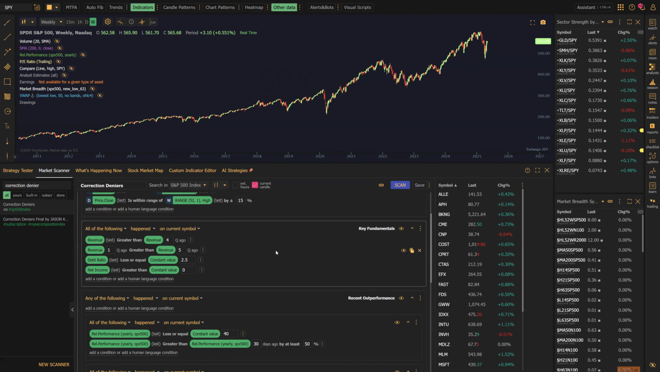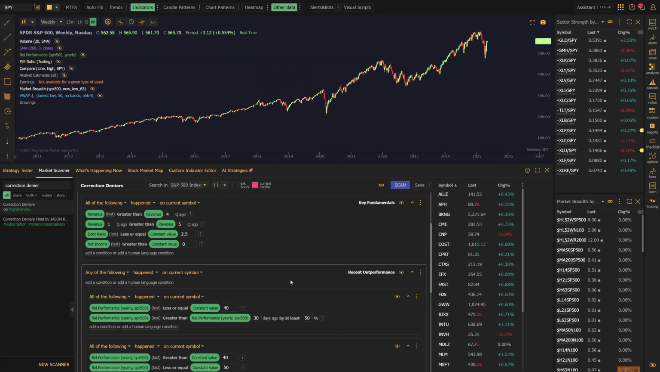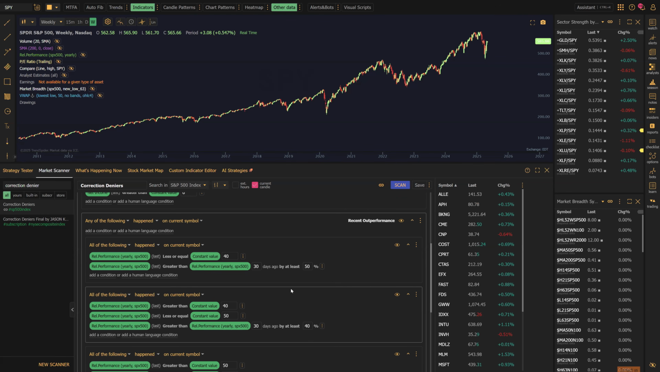Then we have some basic fundamentals, revenue growth, net income is positive. You probably don't want to be investing in unprofitable companies per se when the market gets rough, and then a good debt ratio under 2.5. And let's see. The next one is going to be using the relative performance indicator.